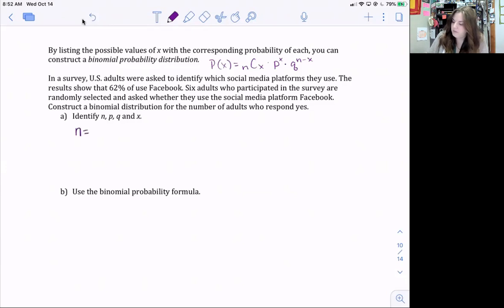So our n value would be these 6 adults. P is our probability of success, which would be 0.62. Q would be 1 minus 0.62, which equals 0.38. And then our x value is going to be from 0 all the way up to 6.